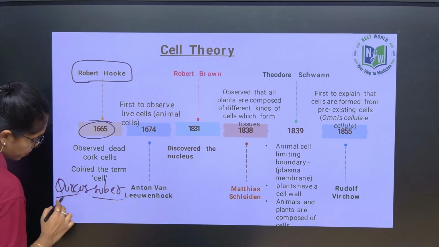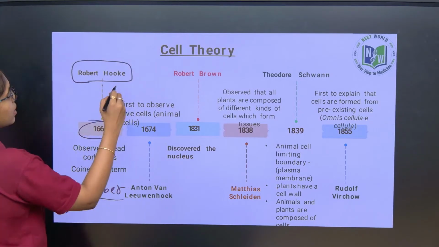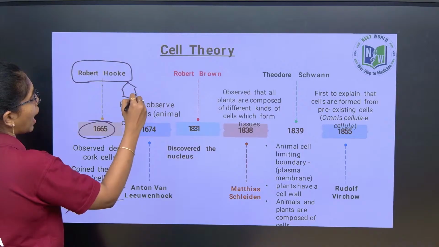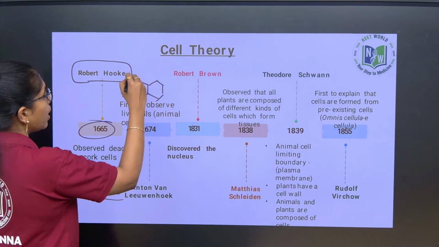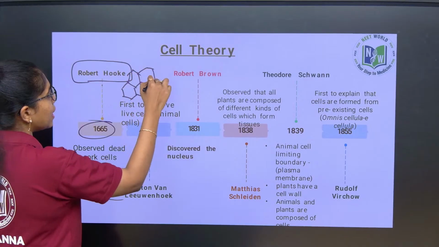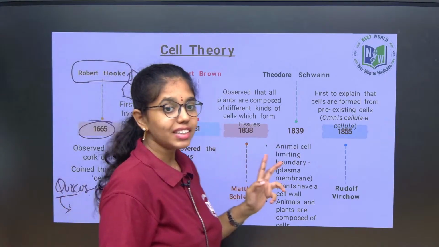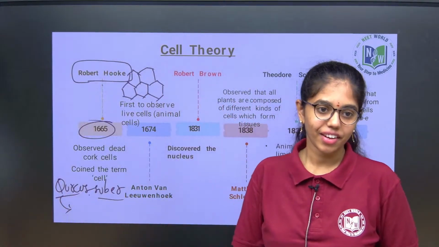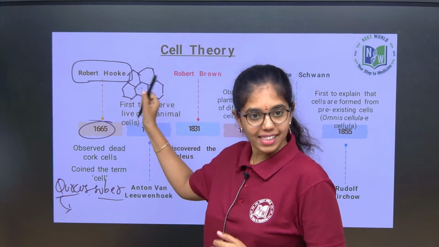So, from this plant, from the bark, he has identified the cork cells, which look like a honeycomb structure. Okay. Why is it called a dead cell? It is because there is no protoplasm in it. That is why it is called a dead cell.